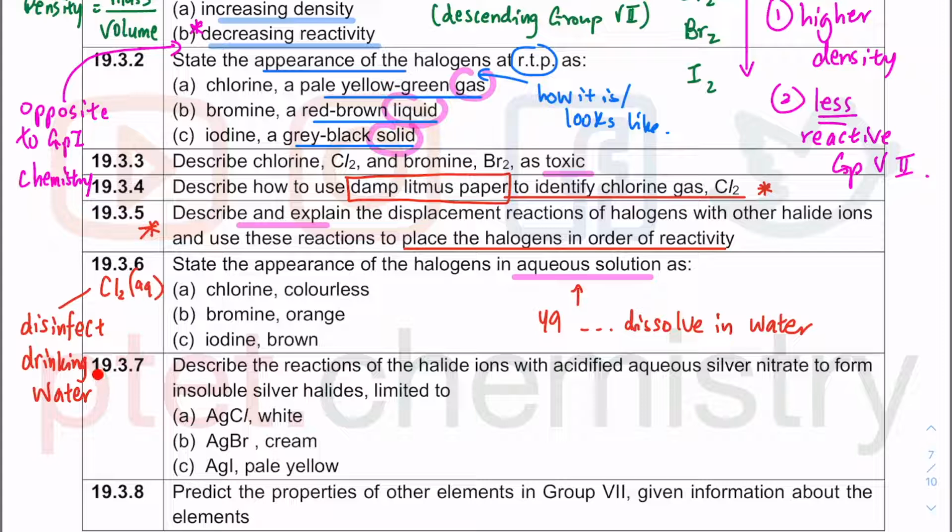After you filter off the insoluble solid, you add the carbon to remove bad taste and bad smell, and then you disinfect drinking water with chlorine to make it safe for drinking, as it kills germs and bacteria.